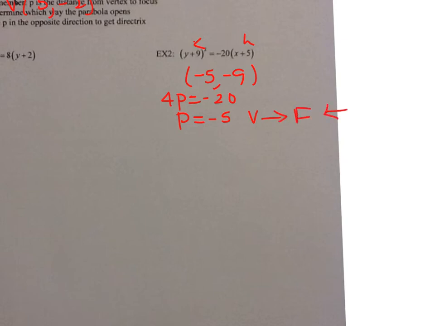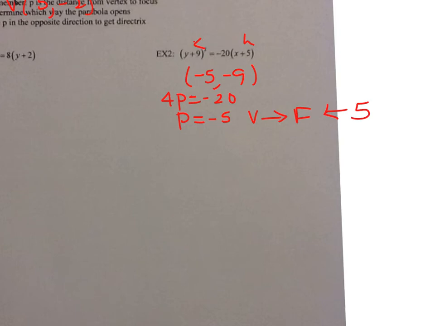Okay, so let's try 2. Notice in number 2, we have y plus 9 squared. So that means it's opening either left or right. My vertex, remember, is h, k. So this is my h, and this is my k. So it's negative 5, negative 9. So 4p is equal to negative 20, so p is equal to negative 5. So from vertex to focus, since we're going left and right, it's negative 5, to the left 5.